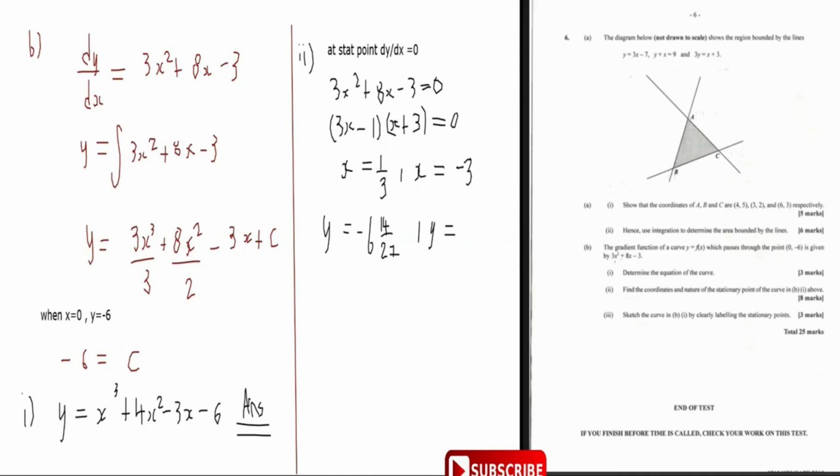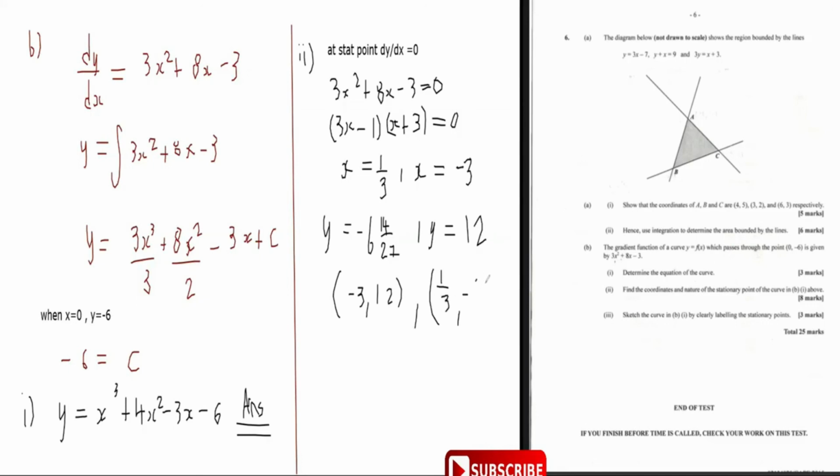This is 12. So the two stationary points are, that looks like 1 over 3. I like to write them in order, with the negative coordinate first. So I'm going to write minus 3, 12, comma, and 1 over 3, minus 6 and 14 over 27.